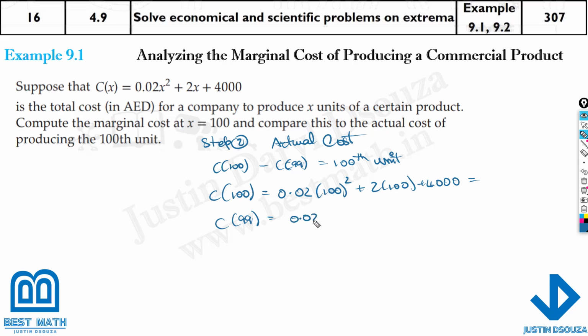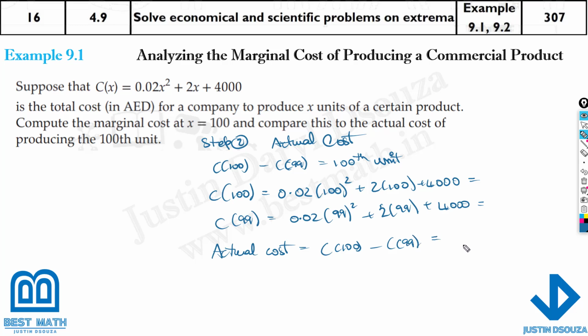It's the same thing, but instead of 100 we have 99, and over here it's 2 times 99 plus 4000. That is equal to something. Now then what we do is actual cost, that is equal to C of 100 minus C of 99, the two values you need to subtract, and then you find the answer.